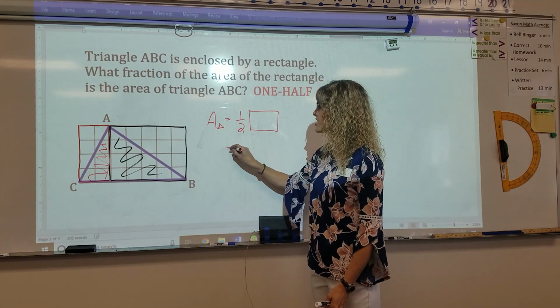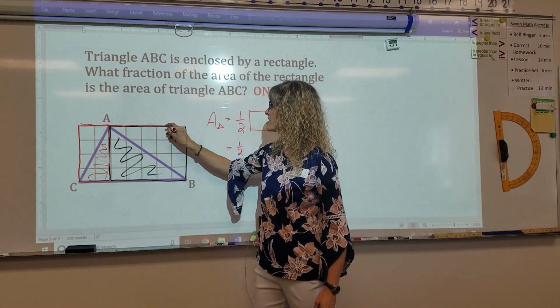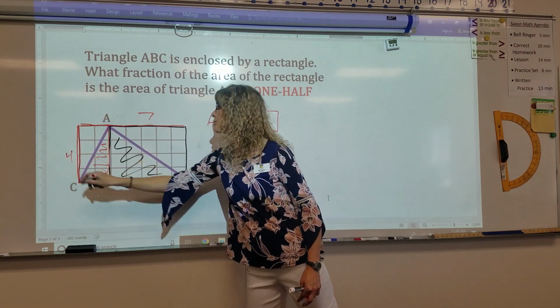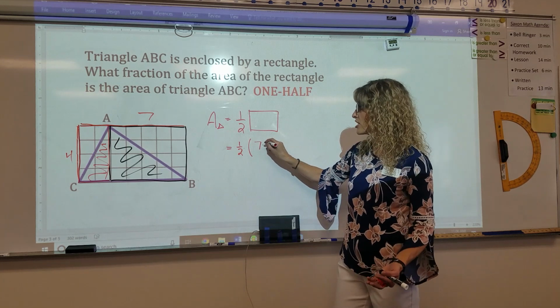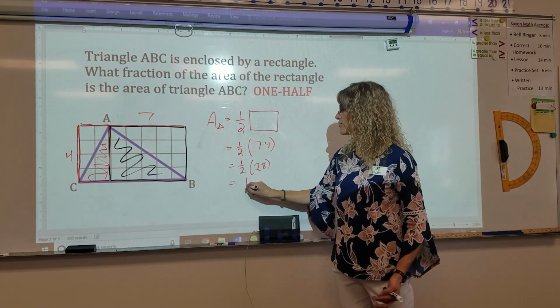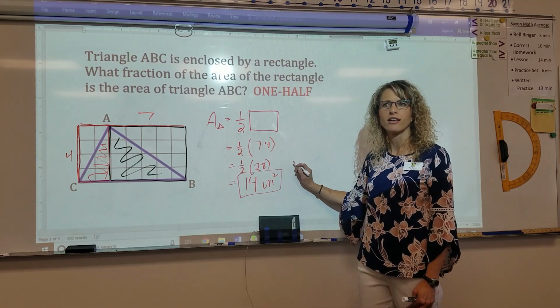Well, let's look at what that rectangle is. The rectangle is 1, 2, 3, 4, 5, 6, 7 units across, and 1, 2, 3, 4 units high. So the area would be 7 times 4, or 28, so 14 square units. That's the area of the triangle.